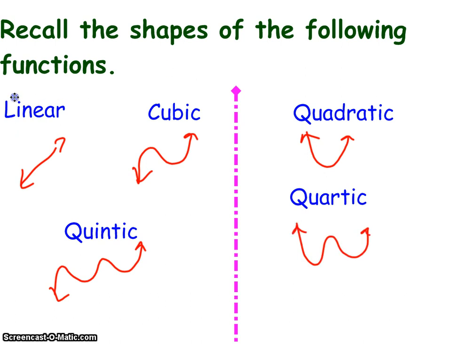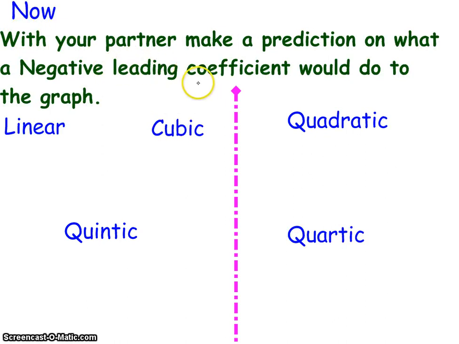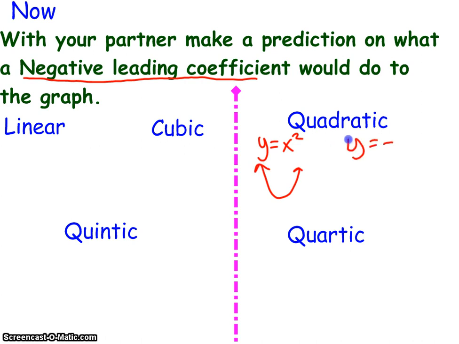So I want you to take a couple minutes and try to predict with your partner what your graphs would look like if the leading coefficient was negative. Remember that with a parabola, if I have y equals positive x squared, that would be a happy face. If the leading coefficient was negative, that would be a sad face. So I'll give you about a minute to try to predict how these graphs would look. And then we're going to get into the end behavior. So go ahead, take about a minute.